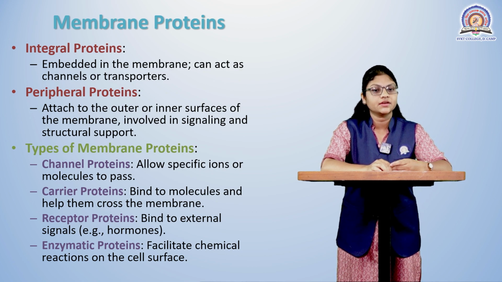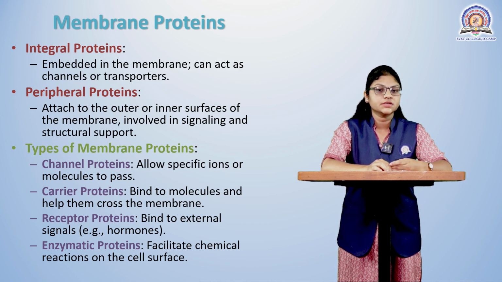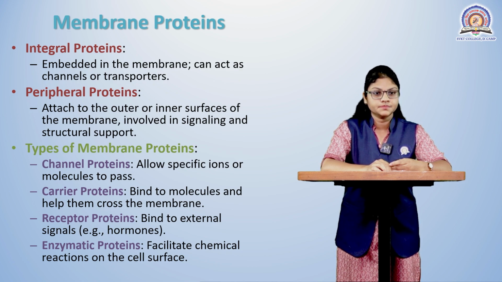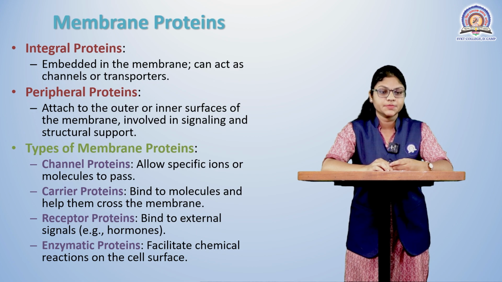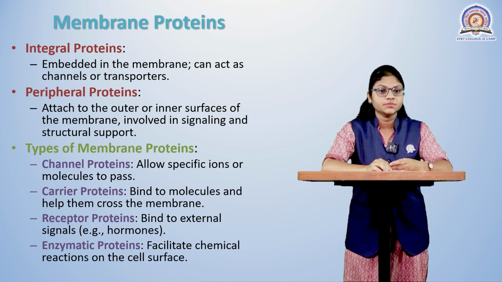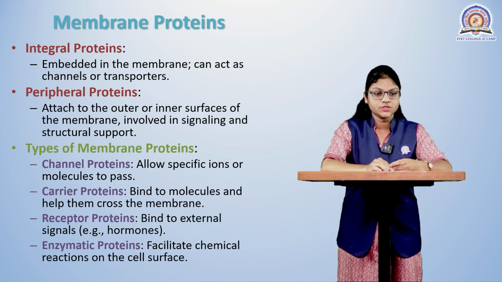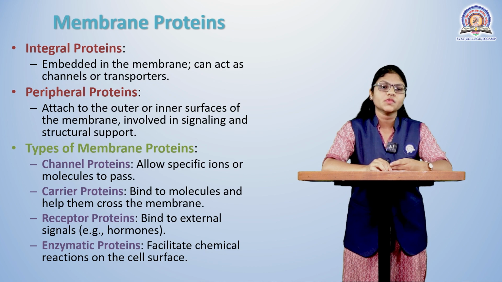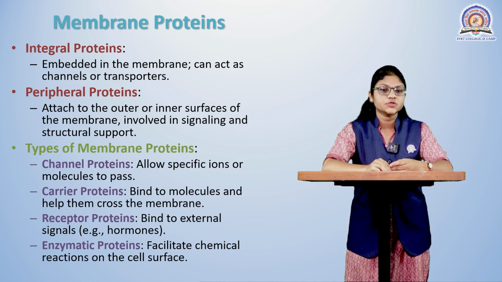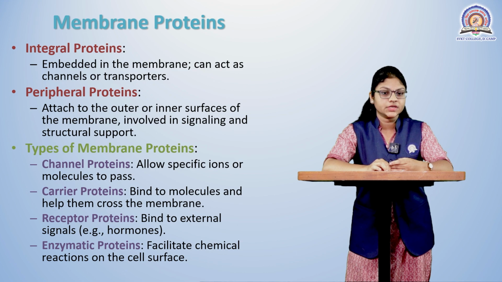First is the channel protein. This allows specific ions or molecules to pass through it. When there is a transfer of molecules, at that time the channels open. When there is no function, at that time the channels remain closed. After that, there are also carrier proteins that bind to the molecule and help them to cross the membrane. The third one is the receptor proteins.